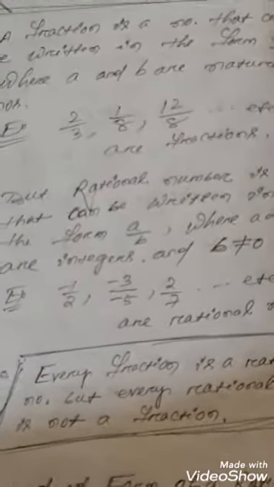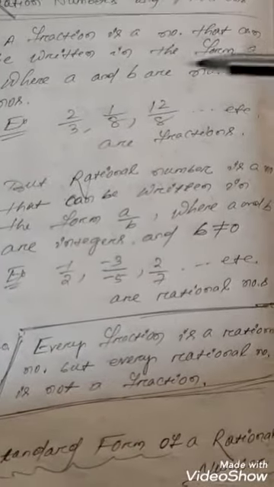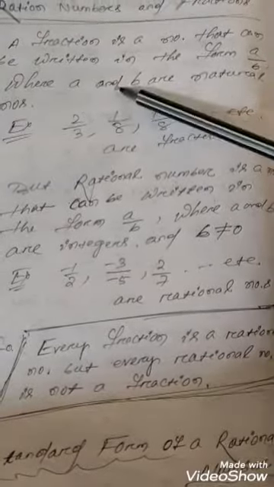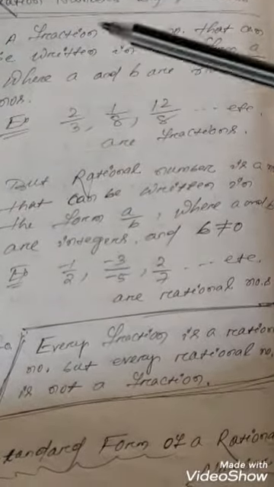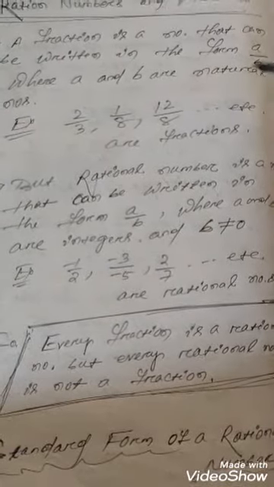We already discussed the definition of a rational number. A number written in the form a by b, where a and b are natural numbers, is known as a fraction. Fraction is defined as written in the form a by b, where a and b are natural numbers. Examples: 2 by 3, 1 by 8, 12 by 8, etc.